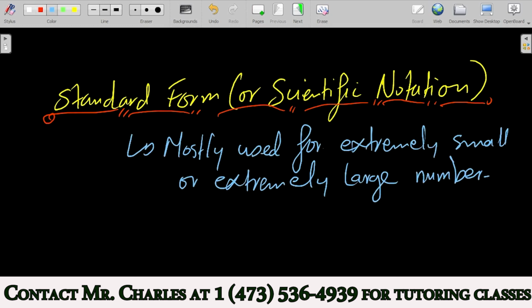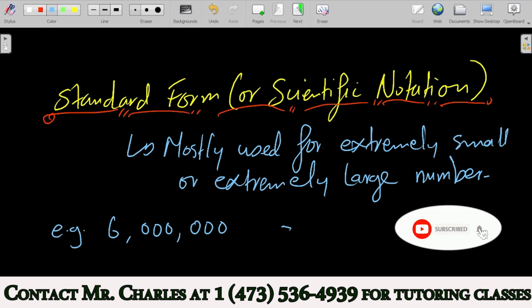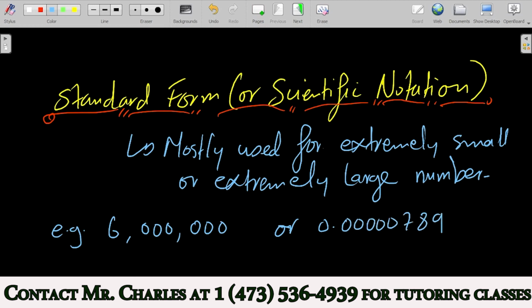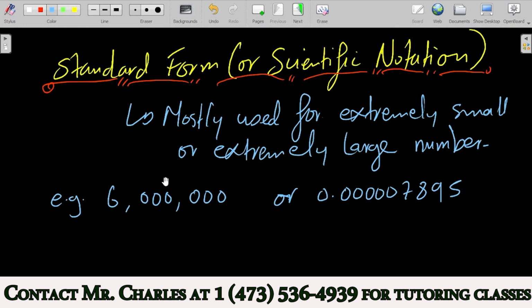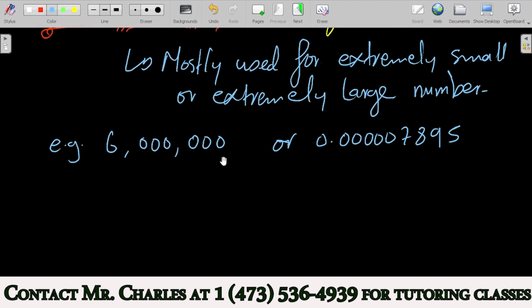It means that if you have a number like 6 million, this can be written in standard form. Or let's say you have 0.00007895, a very or extremely small number, so you can represent that in standard form as well. And when you are representing numbers in standard form, there is a general format for that representation.